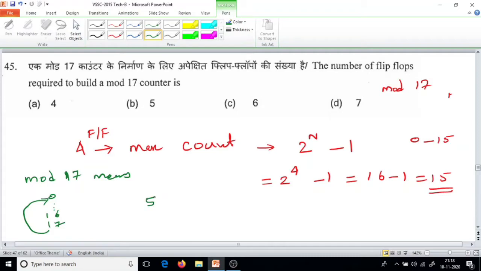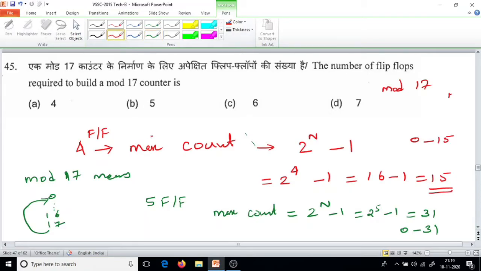But if you take 5 flip-flops, what is the maximum count? Max count equals 2 to the power n minus 1, that is 2 to the power 5 minus 1, which is 32 minus 1, 31. So 0 to 31 it can count. So we need a minimum of 5 flip-flops to make a mod 17 counter. So the answer is option B. It won't go up to 31, after 17 it will start with 0. We have to reset the flip-flops to go to 0.